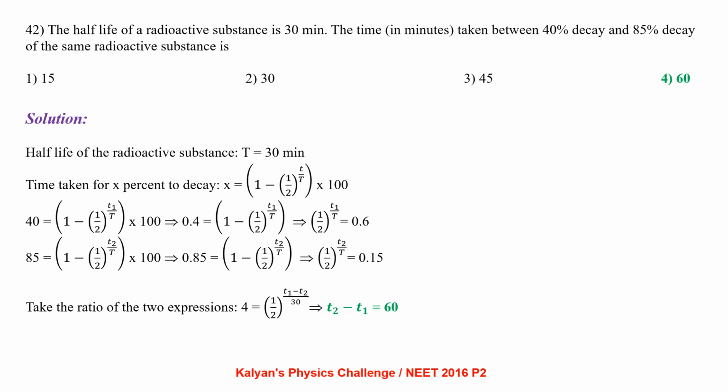material. We are asked to calculate the time between 40% decay and 85% decay, writing the formula for 40% and 85%. Putting the given values in the expression, we get (1 by 2) whole power t1 by T equal to 0.6, and (1 by 2) whole power t2 by T equal to 0.15. Taking the ratio of the two expressions, we have t2 minus t1 equal to 60 minutes.